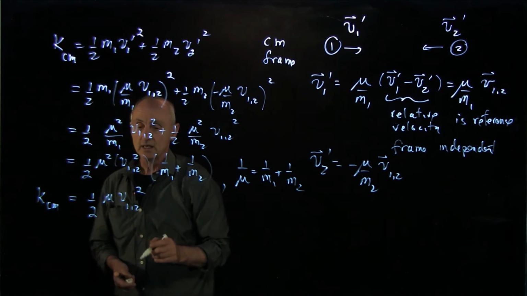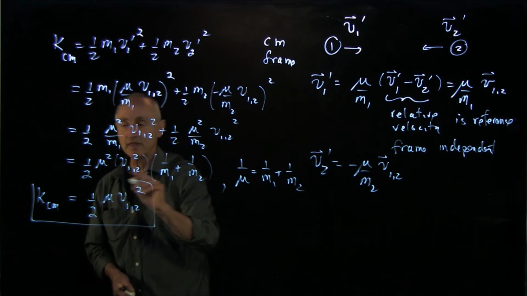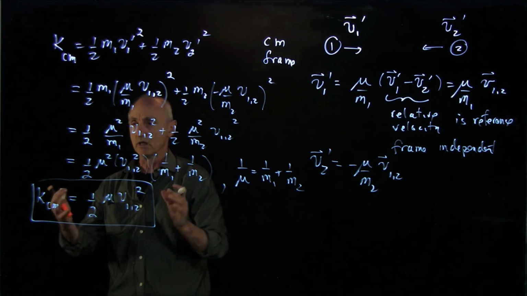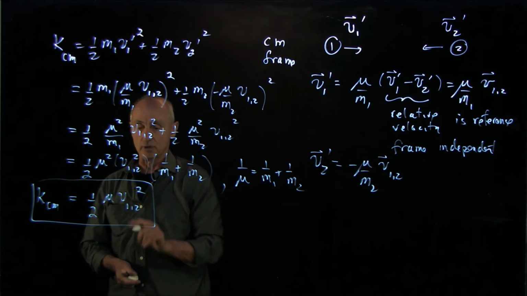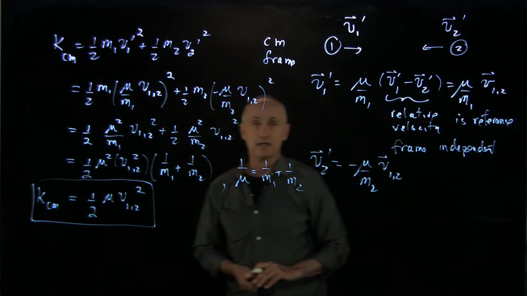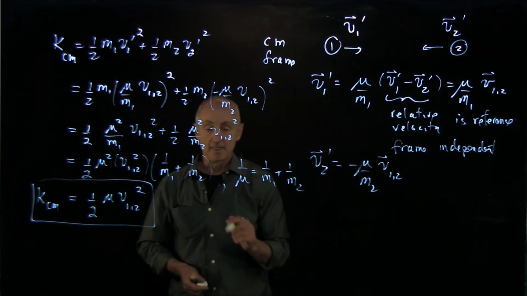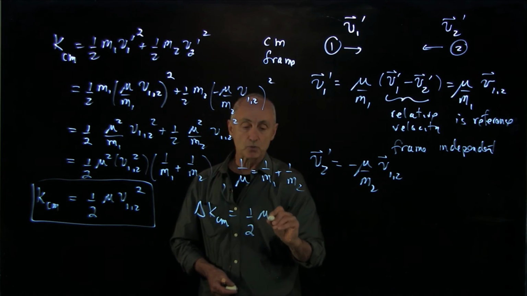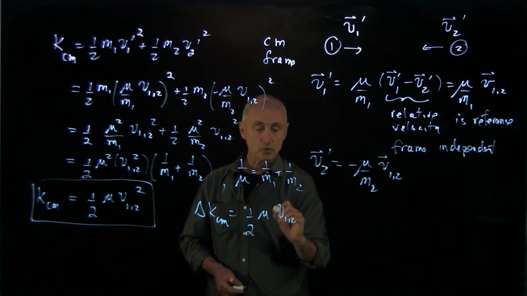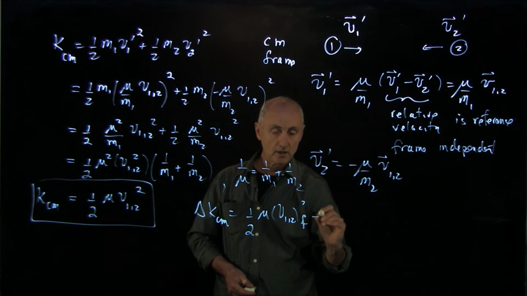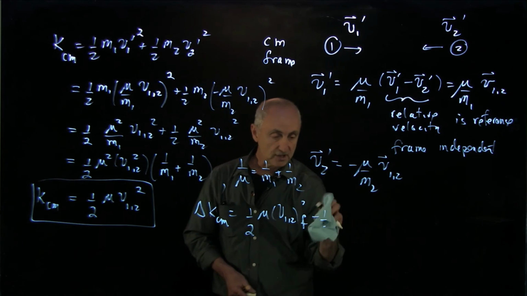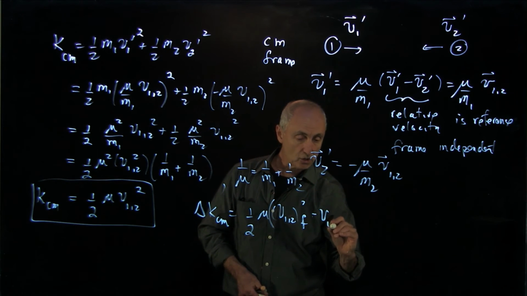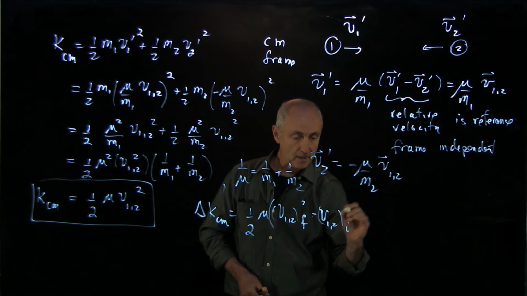So a way of thinking about this is, if this were just a simple reduced mass problem with a relative speed of v12, I can write down the kinetic energy. But that's the kinetic energy in the center of mass frame. And therefore, the change in kinetic energy in a collision is just 1/2 mu times v12 final squared minus v12 initial squared. It's the same mu.